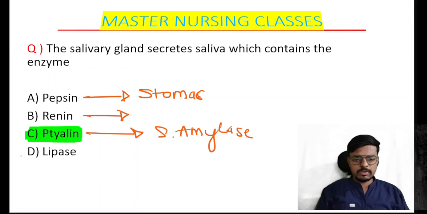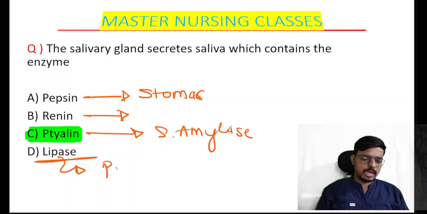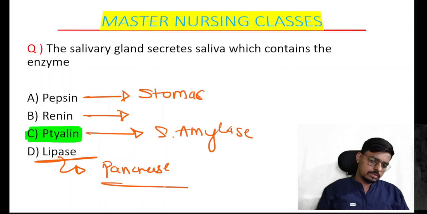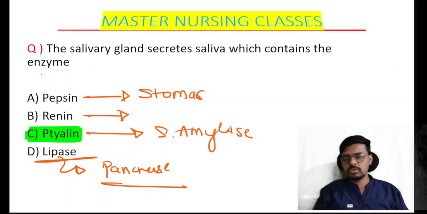Then what about lipase? Lipase in the saliva, lipase is also there. If they had given the name salivary lipase, that would be good. But lipase would be secreted by our pancreas. Pancreatic lipase will be there. So the answer for this question would be option C.